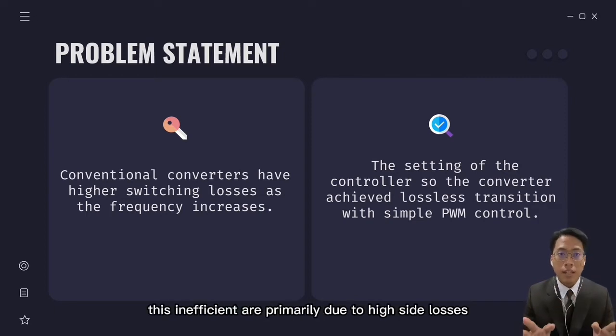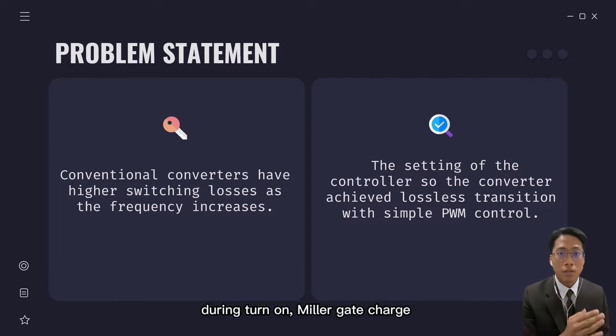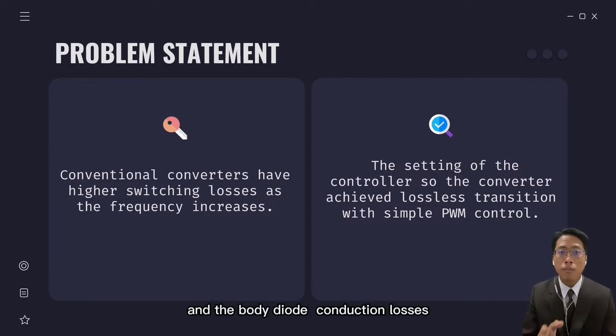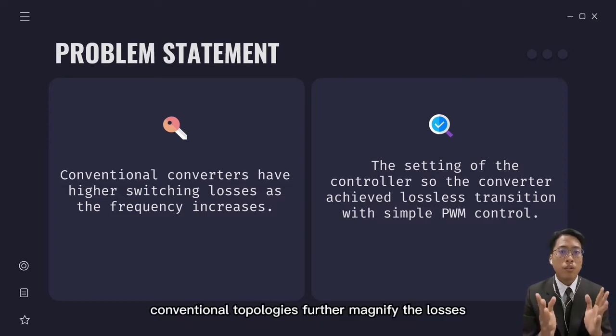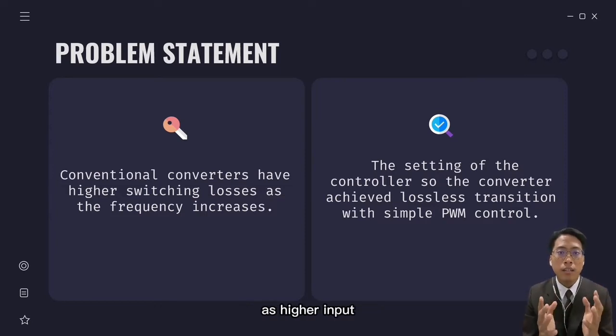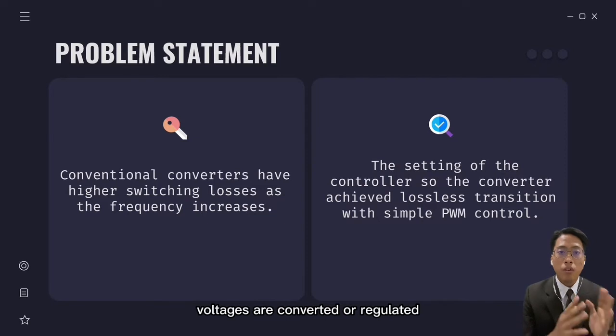These inefficiencies are primarily due to high side losses during turn on, Miller gate charge and the body diode conduction losses. To make things worse, conventional topologies further magnify the losses as higher input voltages are converted or regulated.